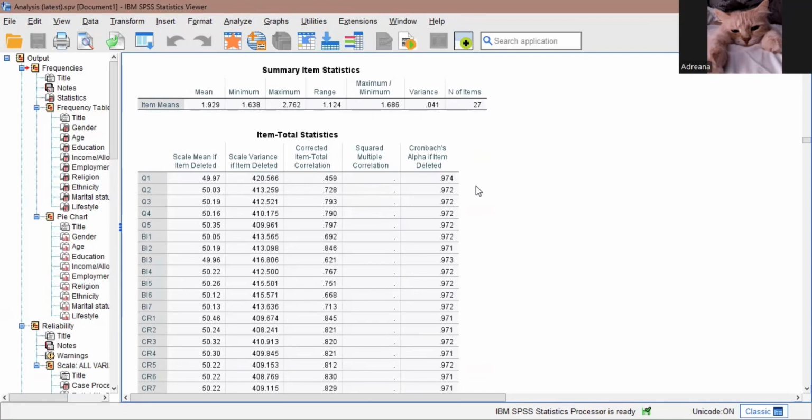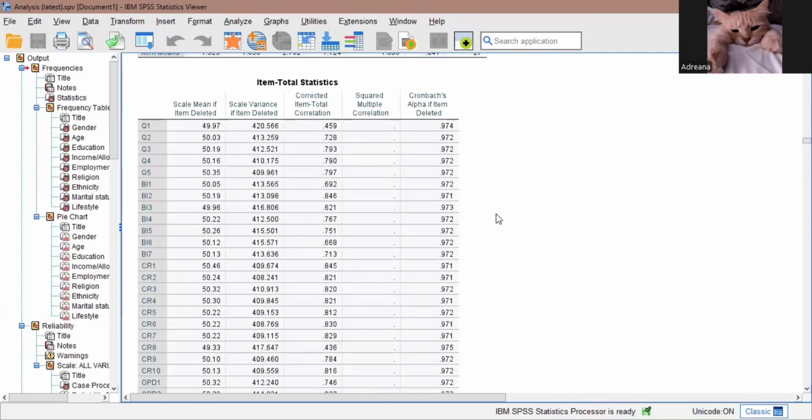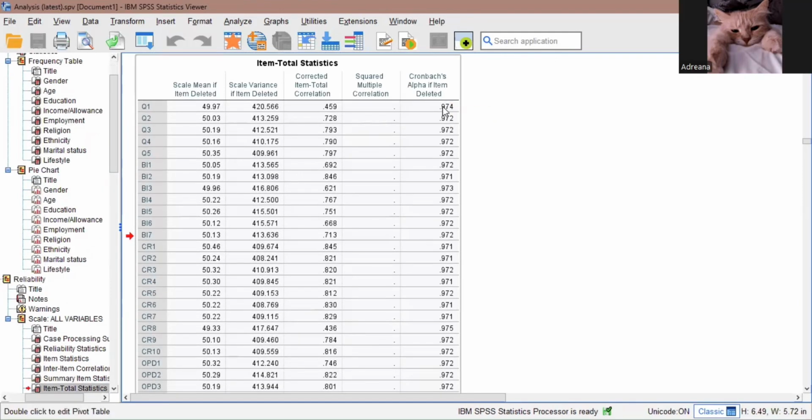Okay, the last part is the item-total statistics. As you can see, the last column is where it says Cronbach's alpha if item deleted. This is where, if your Cronbach's alpha in the first table I showed earlier is less than 0.7, you adjust by deleting some or a few of the questions based on the value that you want.